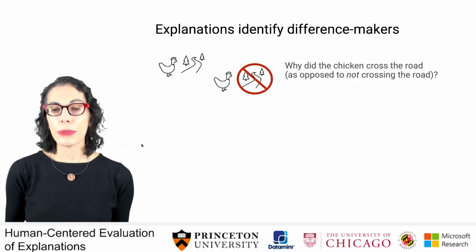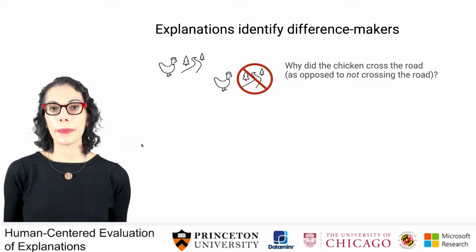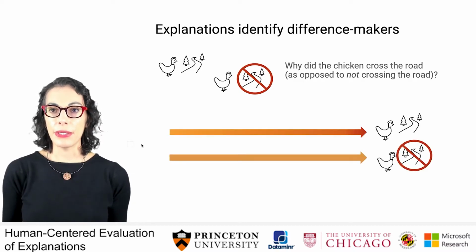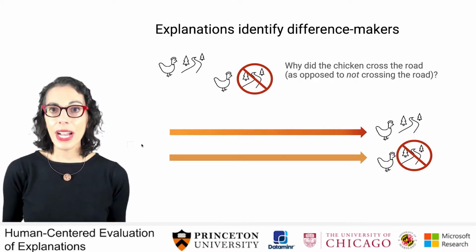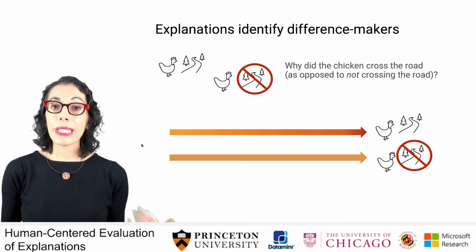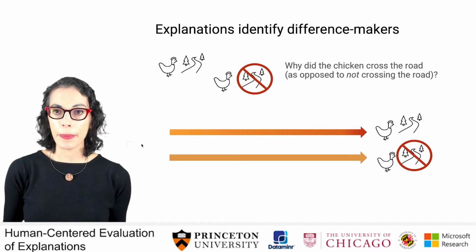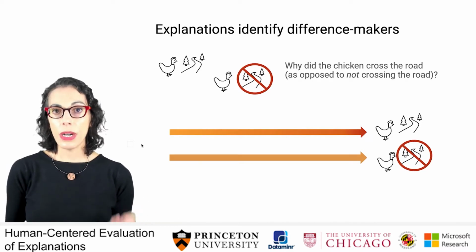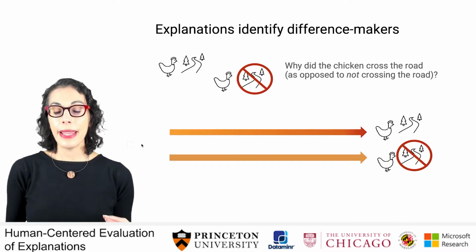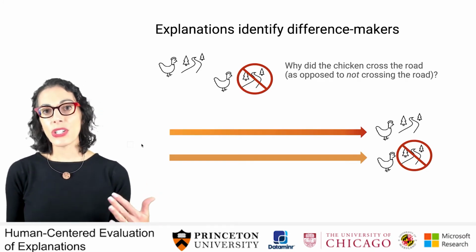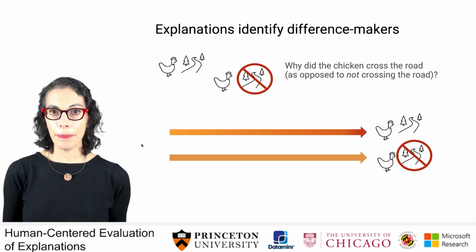Why did the chicken cross the road as opposed to not crossing it? This sets up a contrast between the world in which the chicken did cross the road and a counterfactual world in which it didn't, where each has its own causal history. A difference maker for this contrast is a factor or set of factors in the actual world that made a difference to the generation of the actual versus the counterfactual outcome.